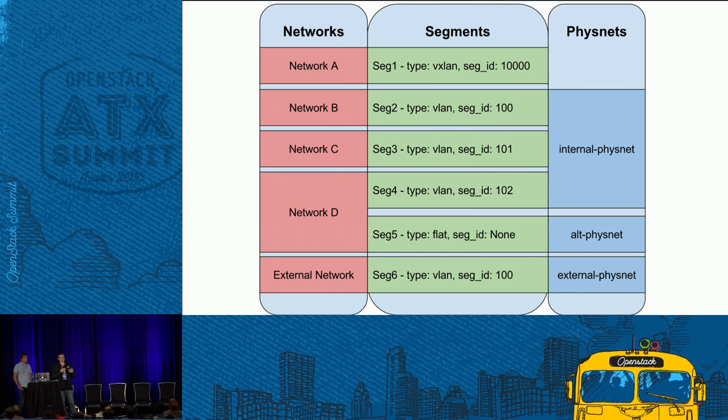Network D is an example of a network that has two segments associated with it. It has a VLAN one that corresponds to the internal physnet and a flat one that corresponds to this alt physnet. So you might have a use case where you have some SR-IOV-based nodes or something like that, and they don't want to use any VLAN tagging. They just want it sent untagged onto the network. And in that case, those ones might be bound to segment 5, which goes out a special physnet on the compute nodes. And then the external network is a completely different physnet, so it is also a VLAN type, and it also uses VLAN 100. So even though the external network and network B have the same VLAN tag, they correspond to different physnets, so they shouldn't overlap because they should go out different interfaces on the compute nodes.